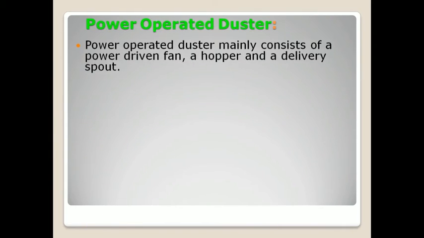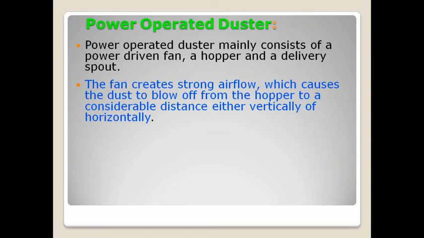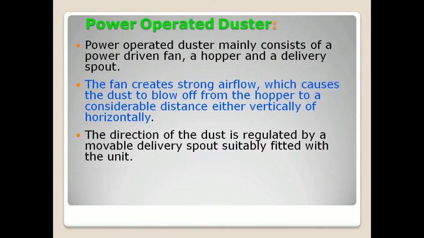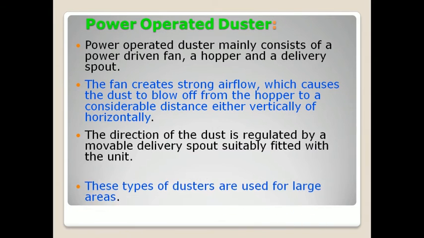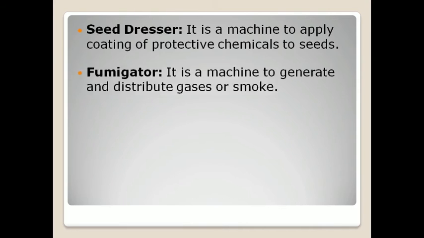Power operated dusters. Power operated duster mainly consists of a power driven fan, a hopper and a delivery spout. The fan creates strong airflow which causes the dust to blow off from the hopper to a considerable distance either vertically or horizontally. The direction of the dust is regulated by a movable delivery spout suitably fitted with the unit. These types of duster are used for large areas.